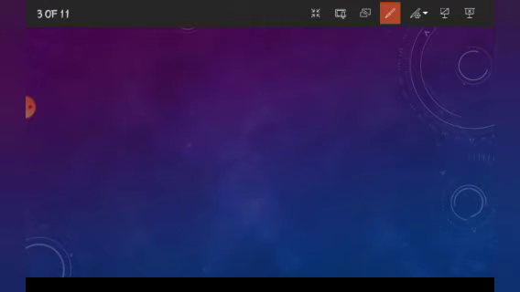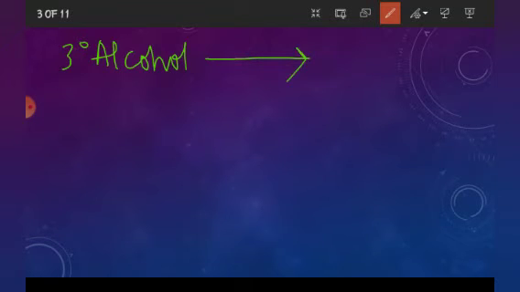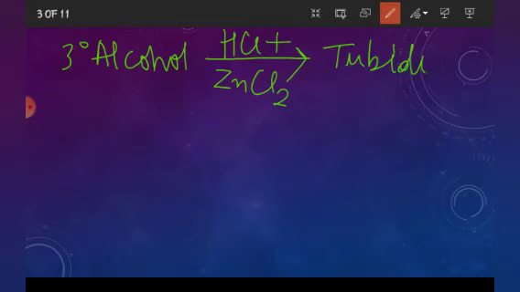As we have seen, if we talk about 3-degree alcohol, or tertiary alcohol, and we add Lucas reagent, which is HCl plus ZnCl2, then I will write turbidity. Here turbidity appears immediately. Now what is it? I will explain it to you.